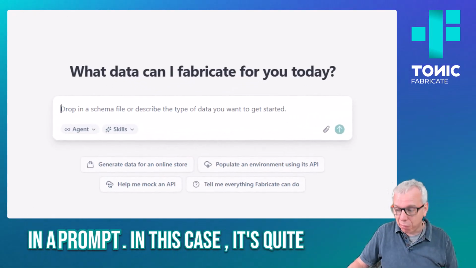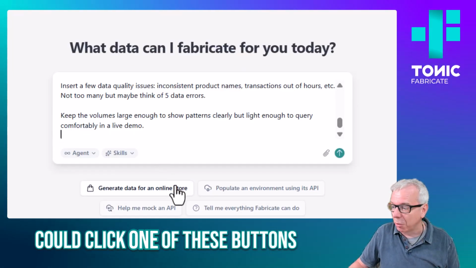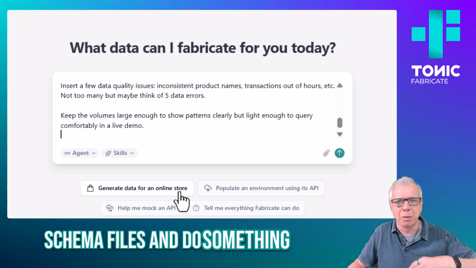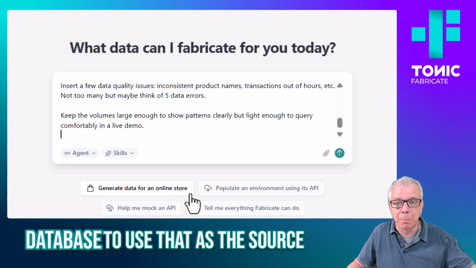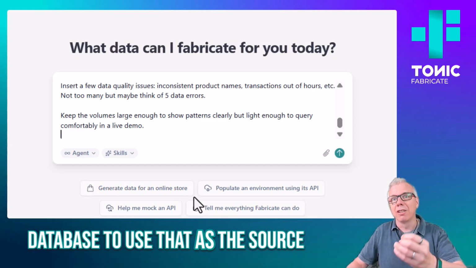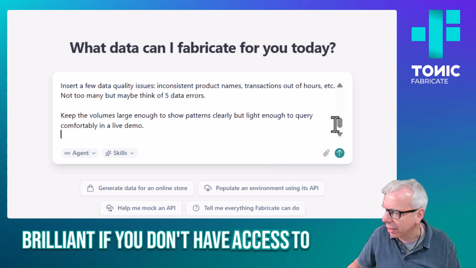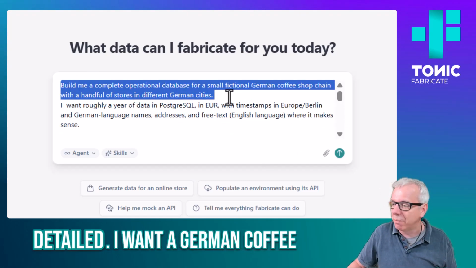I'm going to paste in a prompt. In this case, it's quite detailed. You don't have to. You could click one of these buttons just to get an example or add in schema files and do something really detailed. You can even do live connections to your production database to use that as the source for creating synthetic data. Brilliant if you don't have access to your production data. So this one's relatively detailed.